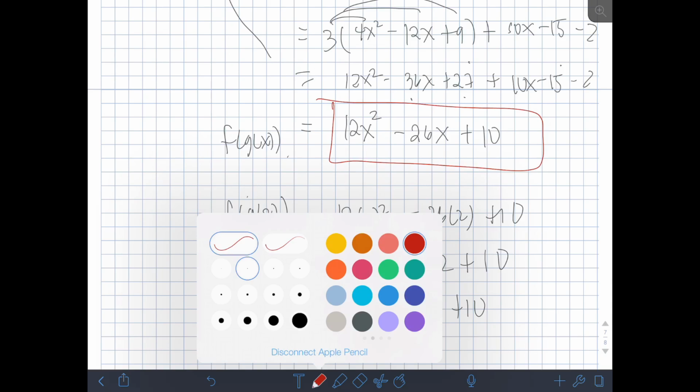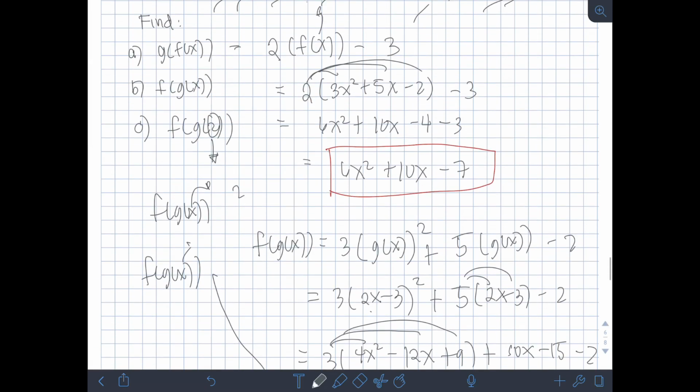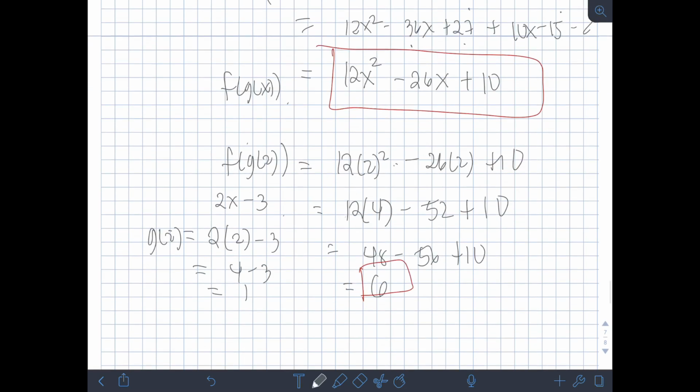Or, pwede nyo munang hanapin yung mismong g of 2. So, evaluate nyo muna yung g of 2. Diba yung g of x natin ay 2x minus 3. So, 2 times, so g of x is 2x minus 3. Substitute nyo yung 2 dun sa 2x minus 3. So, we have 2 times 2 minus 3. 4 minus 3 or 1. So, ngayon, yung g of 2 nyo ay 1 na, diba? Ngayon, substitute nyo ngayon dito sa f of x. So, f of g of 2 is now 1.